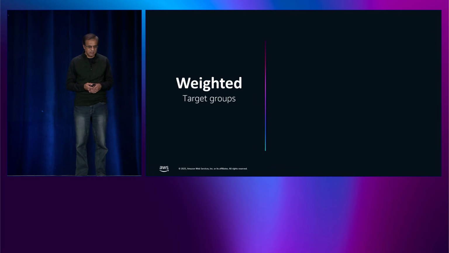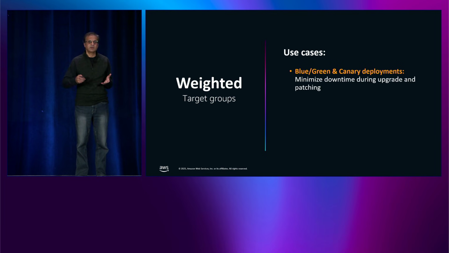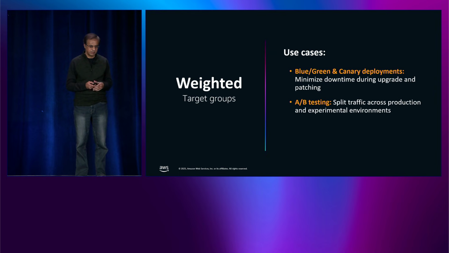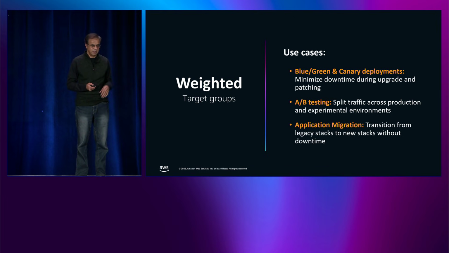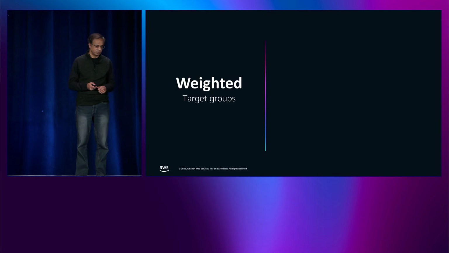What are the use cases? Where would you use this? Blue-green canary type deployments, when you want to minimize the downtime during updates and patching. You want to do A/B testing for different versions of software, for example, or you want to try different user experiences. And third is migrating applications. When you're migrating from one version of an application to another version, that's when you use weighted target group.